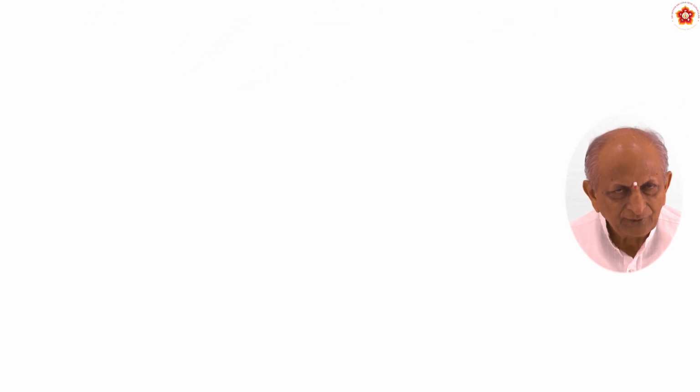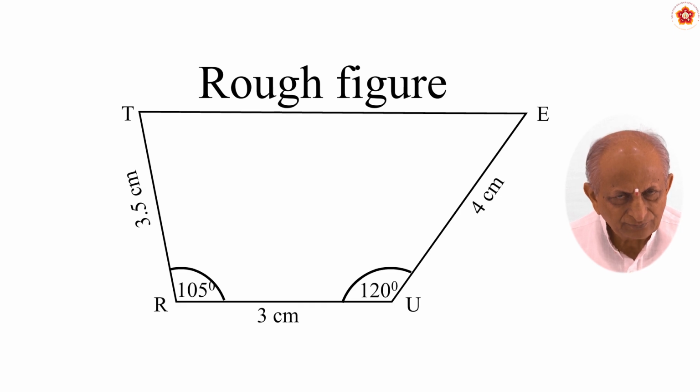Shall we do it? First step is a rough figure. Rough figure means you take a scale and pencil with approximate lengths, not exact. First you draw a line RU. How do you know that? Why not TE? Here angles R and U are given, so you have to take RU. That is the base. It's called the baseline. Draw a baseline using a pencil and scale of length 3 centimeters.